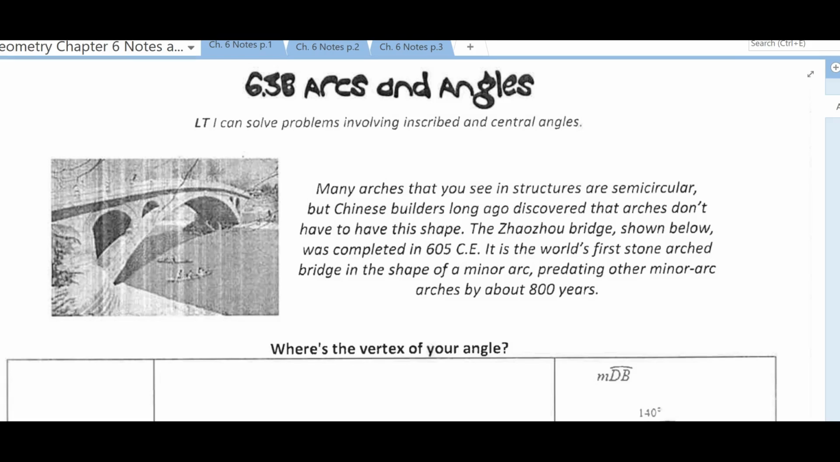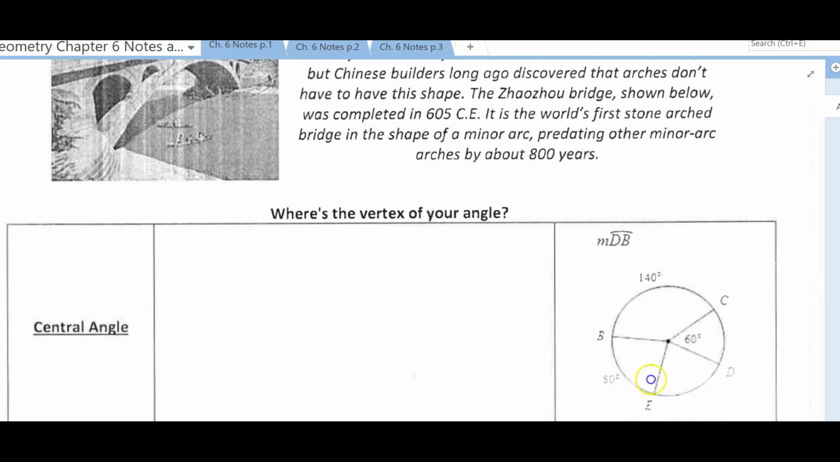This video continues Chapter 6, Section 6.3b. We're talking about arcs and angles some more. So let's go ahead and start looking at some of our terms.